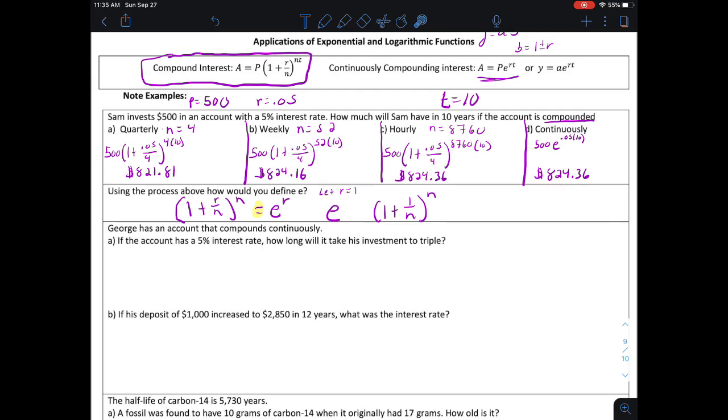So I could take that 1 plus 1 over n to the n power, and basically through this process, if we're compounding continuously, we're going to apply our compounding an infinite number of times. So we'll say this is the limit as n approaches infinity will make e.